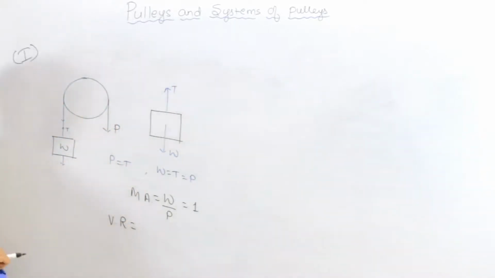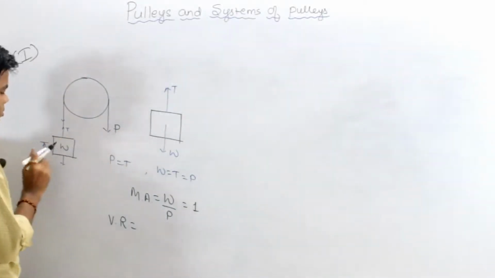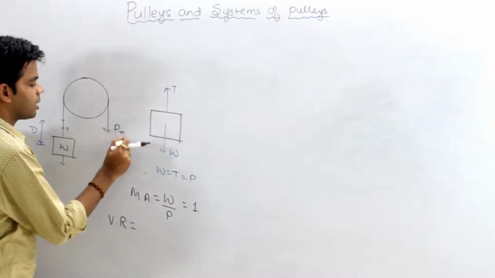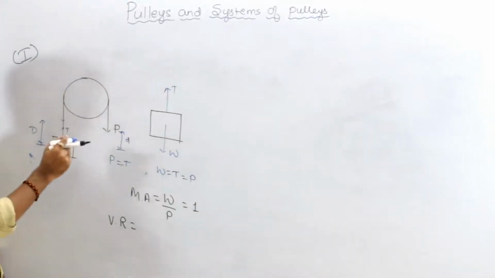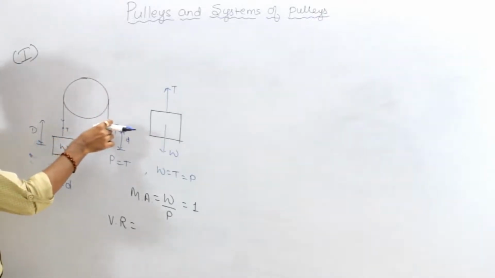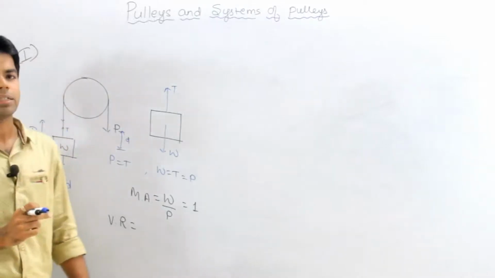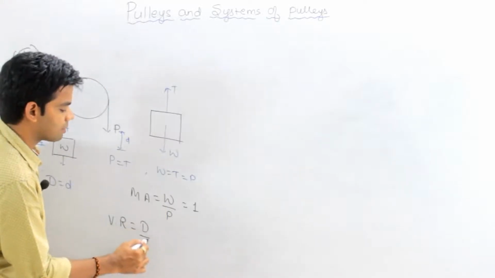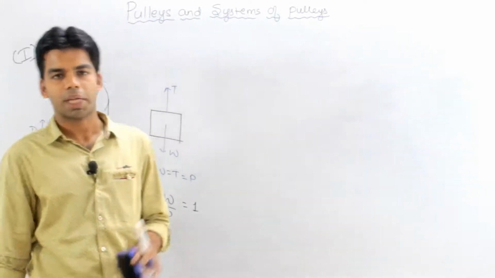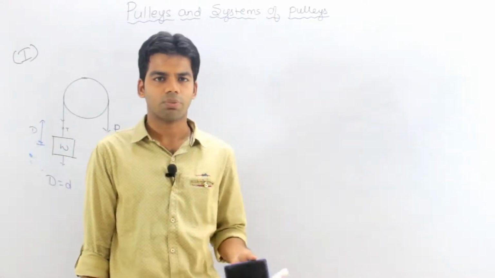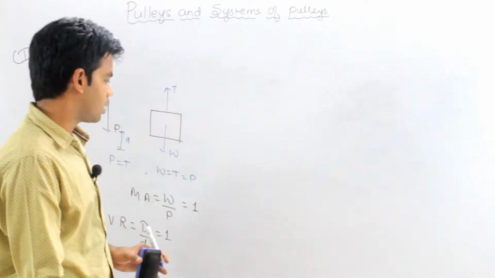Now what will be the velocity ratio? Assuming zero slip, suppose the load is moving by a distance capital D, and the effort is moving by a distance, suppose, small d. Because this is a single pulley, capital D will be equal to small d. Whatever distance the rope covers at this end, the same distance the rope will cover at the other end, assuming no slip. So the velocity ratio will be equal to D by d, and since capital D is equal to small d, this is also equal to 1. So mechanical advantage is 1, velocity ratio is also equal to 1. Getting this? And if this is a frictionless pulley, then obviously the efficiency will be equal to 1 or 100%.